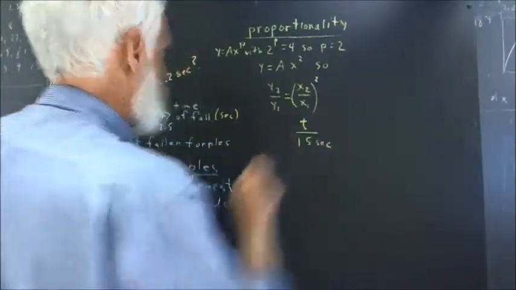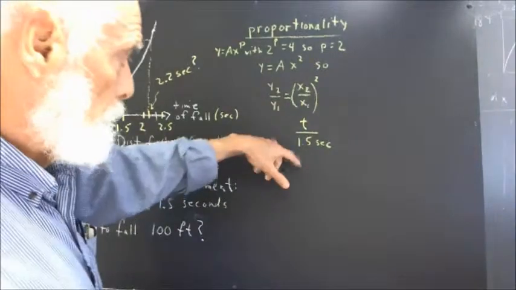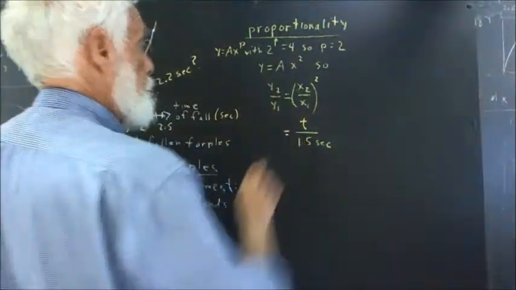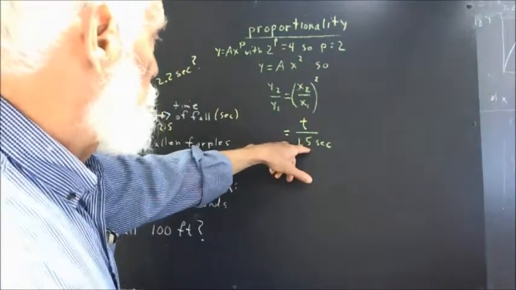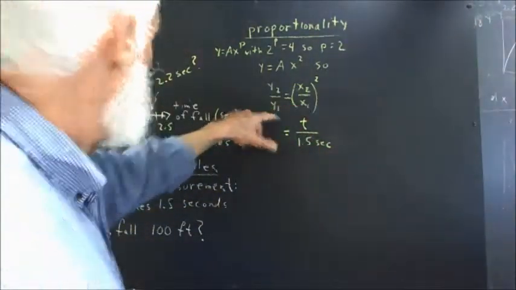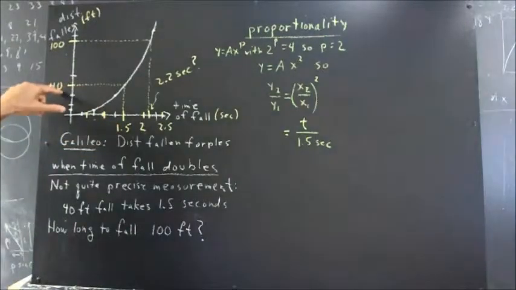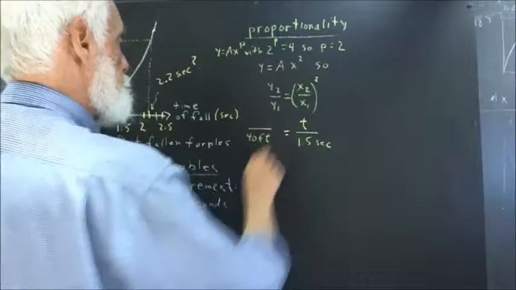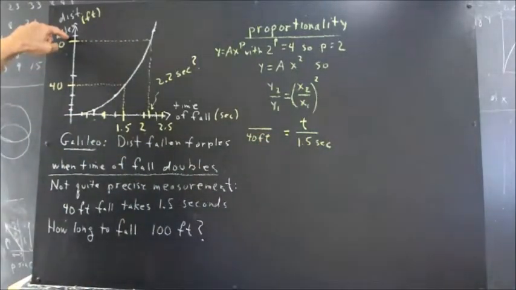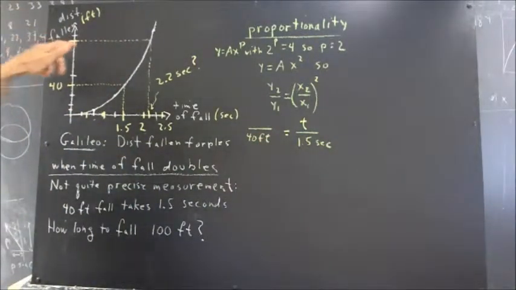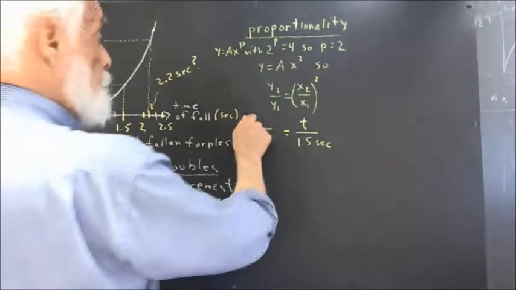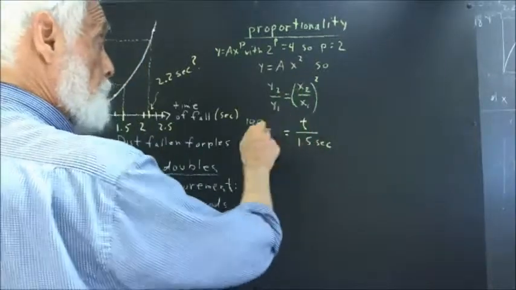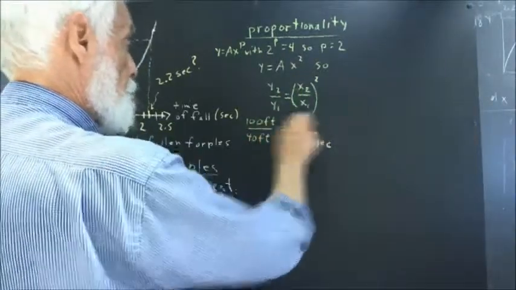Okay, this is the time to fall 100 feet. This is 1.5 seconds. That would be like our x2 and our x1. And then the 1.5 seconds corresponds to y1. 1.5 seconds corresponds to 40 feet. And then y2 would be the 100-foot distance, the distance that corresponds to the x2 time of fall for 100 feet.